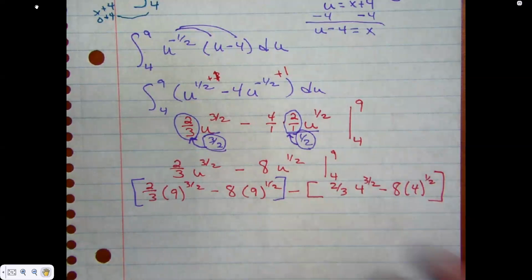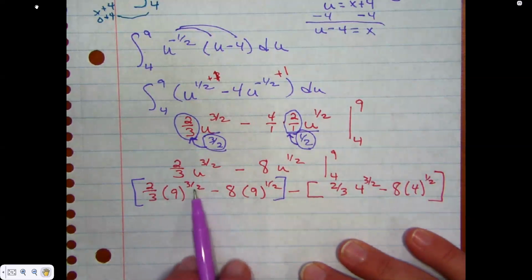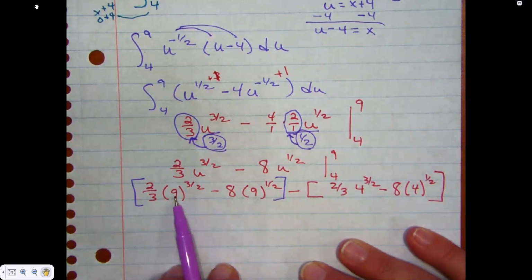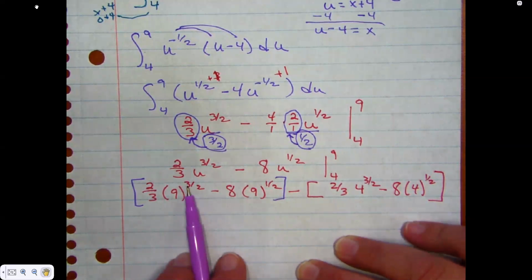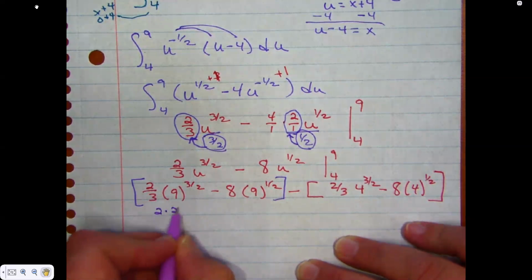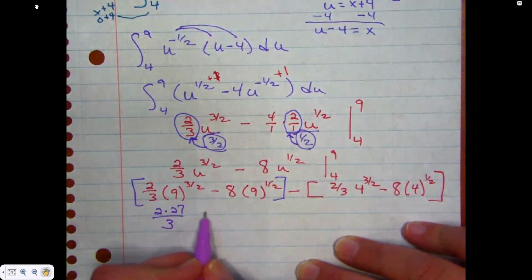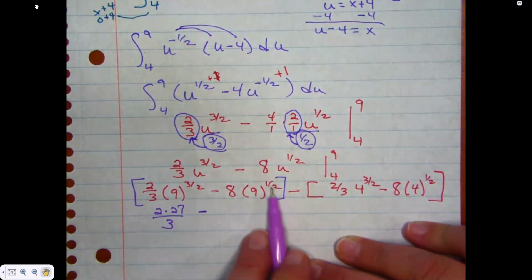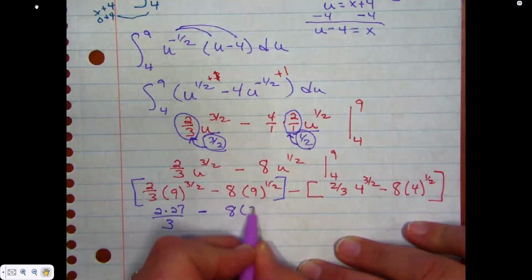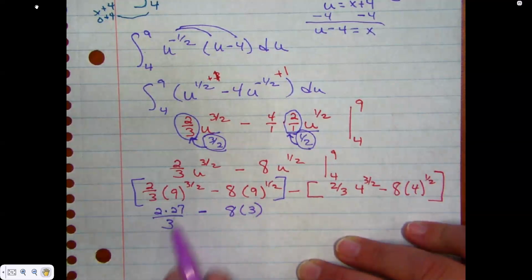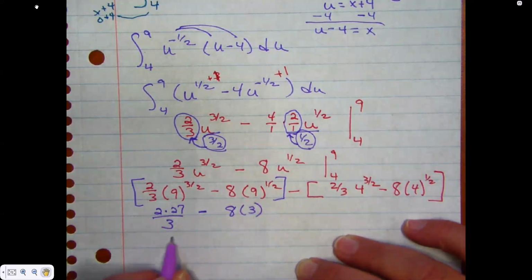It looks messy, but they gave us some nice numbers. Remember, what does this 2 mean? This 2 means square root. So what's the square root of 9? 3. And then 3 to the third is 27. So we've got 2 times 27 divided by 3. And then that 2 means a square root, so the square root of 9 is 3. So 8 times 3, that's not too bad. These even cancel, right? That gives us 9. So we really have 9 times 2. So that's 18 minus 24.